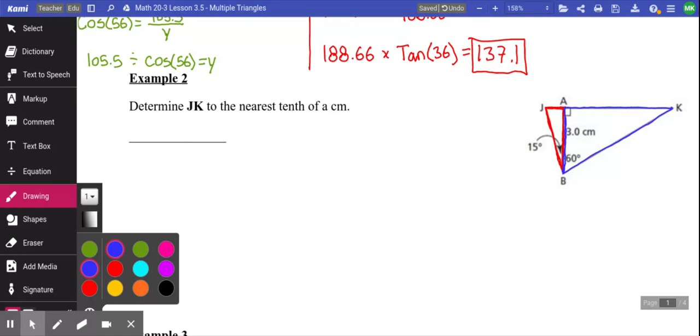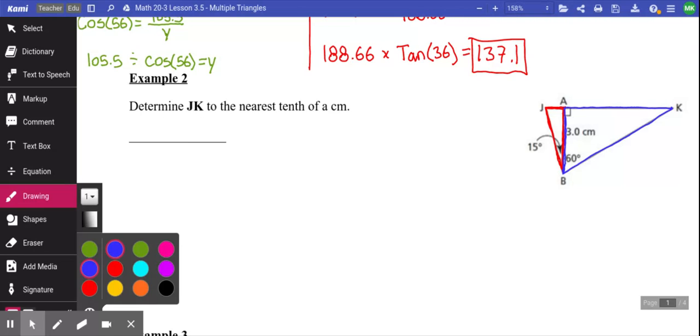There's other triangles in the question, but they're not right angle triangles, so trig doesn't work on that. You have to work only with right angle triangles. That's key: don't be doing trig on something that's not right angle. They want us to find J to K.